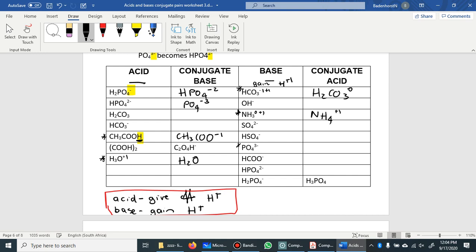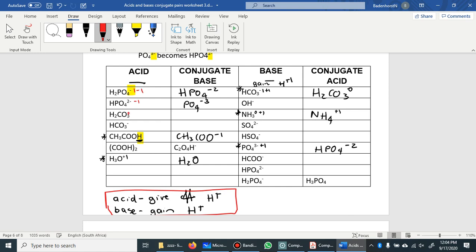Let's look at PO4 minus. If it's a base, it gains a hydrogen. The charge is -3 at the moment. You need to add +1 to that charge, and it needs to end up being -2. So we can make a little general rule: if something is an acid, the charge it needs to become needs to be 1 more negative. So if it used to be -2, it now needs to be -3.